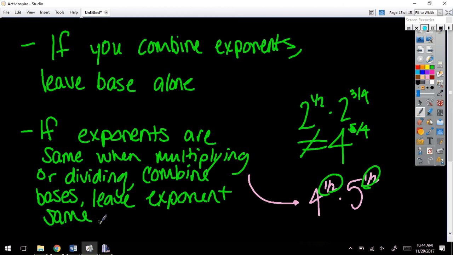Probably right. So if you look at what's in pink there, I could actually rewrite that as 20 and a half to the 1/2. Okay? But you cannot combine both. If you combine the bases, you can't also combine the exponents. It has to be one or the other, not both. Always. And only when you're multiplying and dividing, not adding and subtracting.